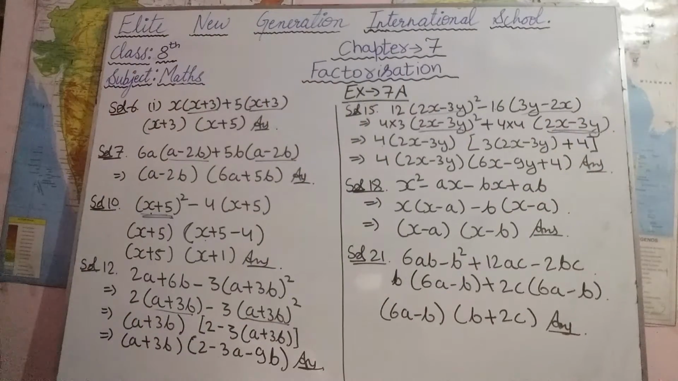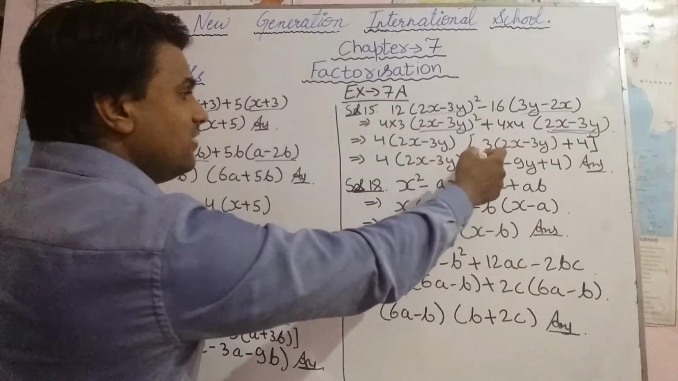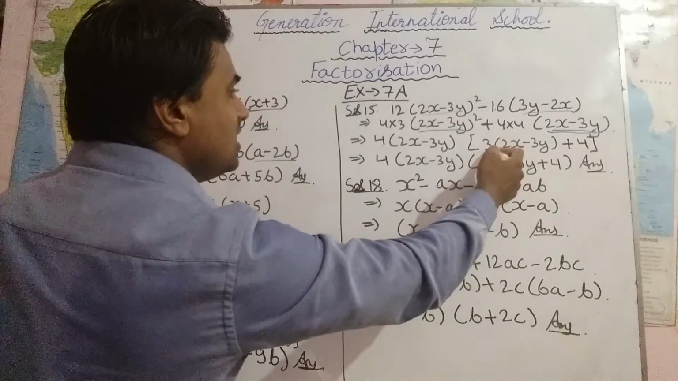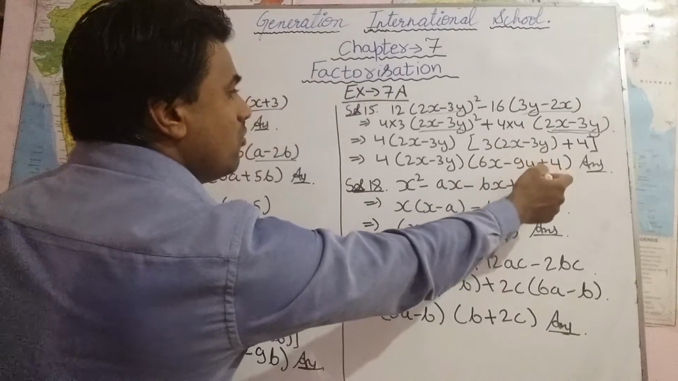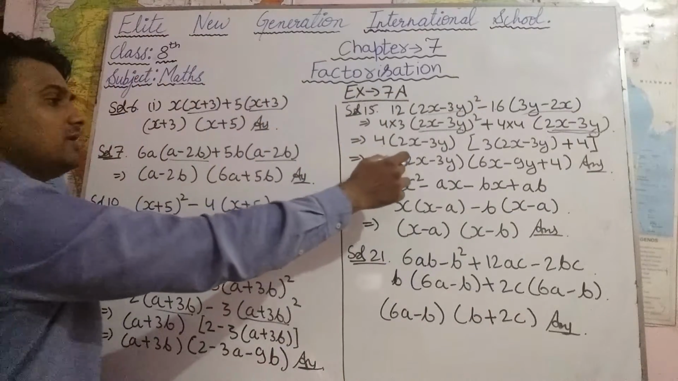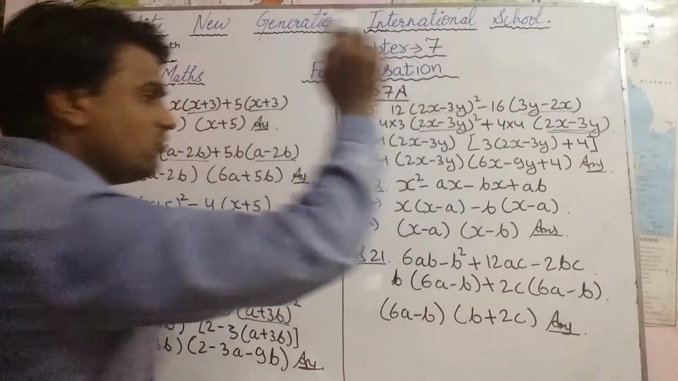Now we can solve it. It will be 4 in bracket 2x minus 3y, and when we solve this, 3 will multiply by this bracket, it will be 6x, and 3 into 3 will be minus 9y and plus 4. So this will be the answer. So the answer will be 4 in bracket 2x minus 3y and 6x minus 9y plus 4.